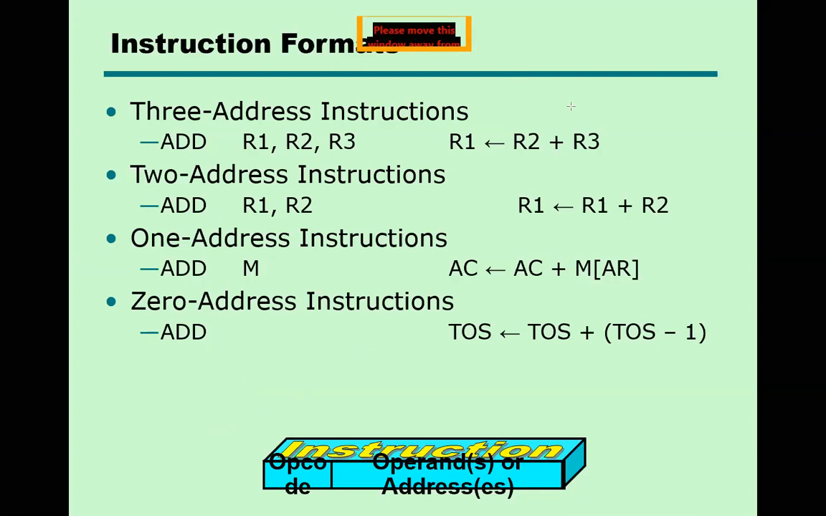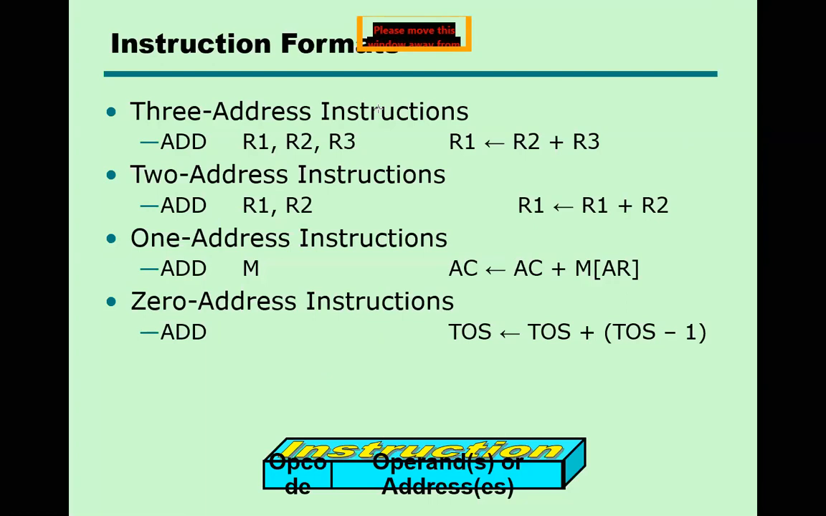So here we do not require any kind of memory reference. Explicitly, obviously, all kinds of operations require memory reference, but explicitly we are not writing any memory reference over there. That's why we call it zero address instruction. So 3 address, 2 address, 1 address, and 0 address.